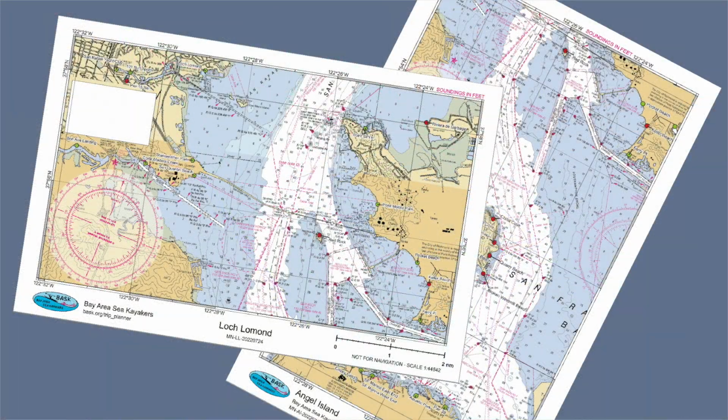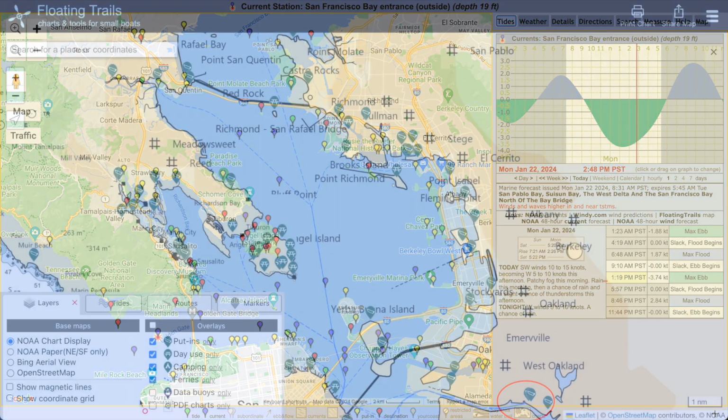That's why they're the basis for the BASK custom charts of the bay and neighboring waters, which you can get through the trip planner and floating trails.